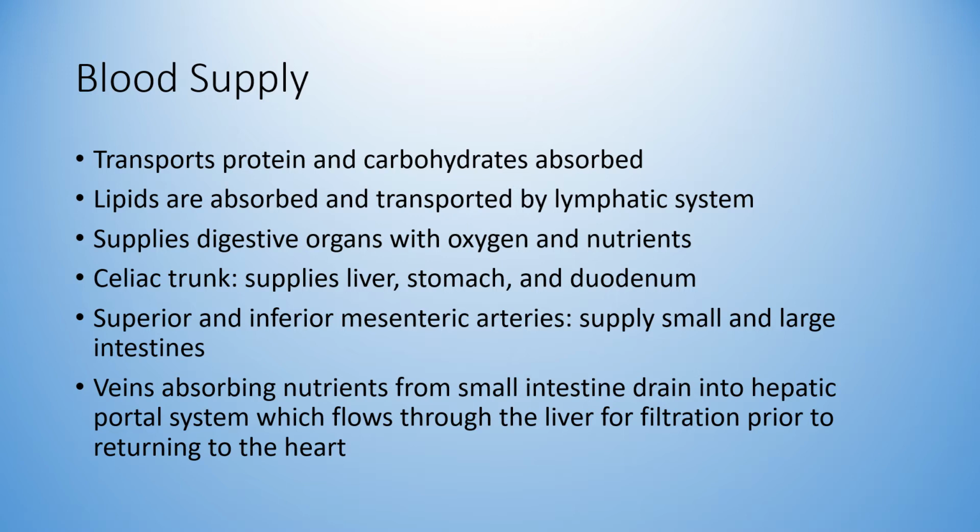And it's going to then drain into the hepatic portal system. Think hepatic always refers to liver. So that means the veins are going to absorb those nutrients, and it's going to flow into the hepatic portal system, which then flows to the liver for filtration before that blood then returns to the heart. That way, if anything was absorbed that could potentially be toxic, bad for you, the liver is going to filter it out.